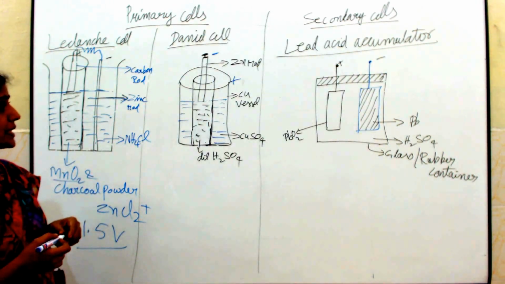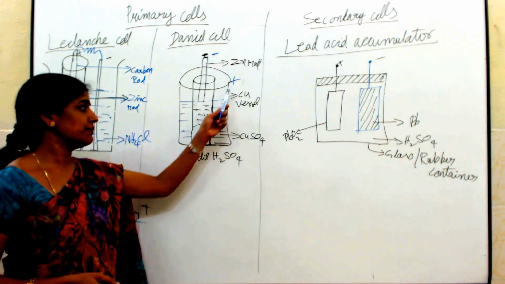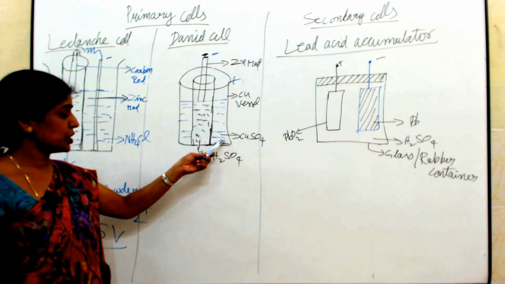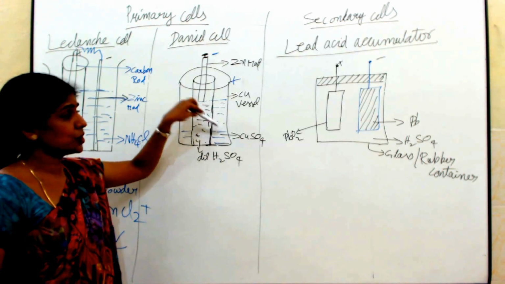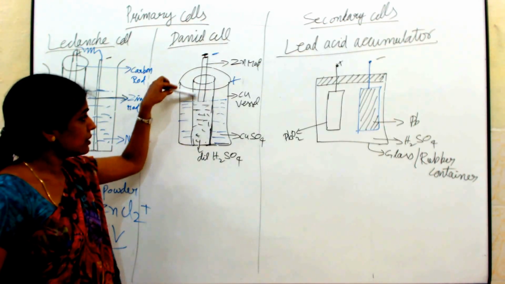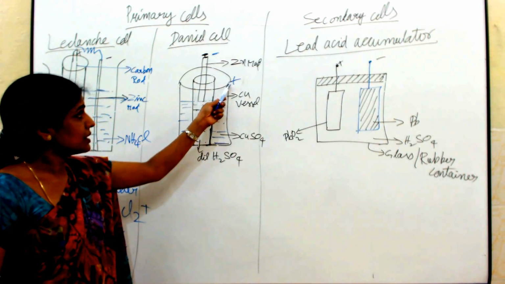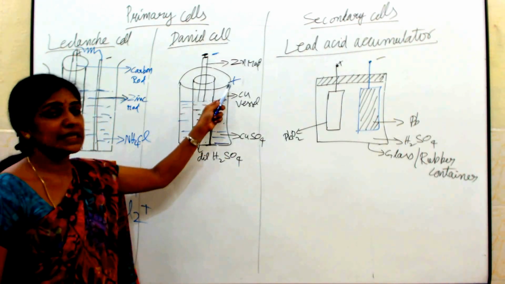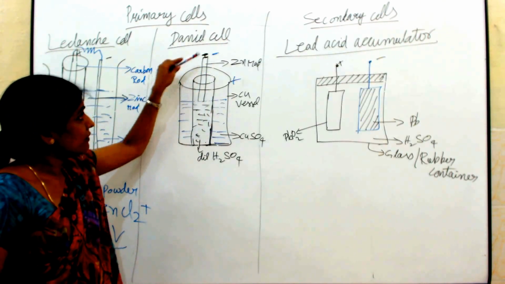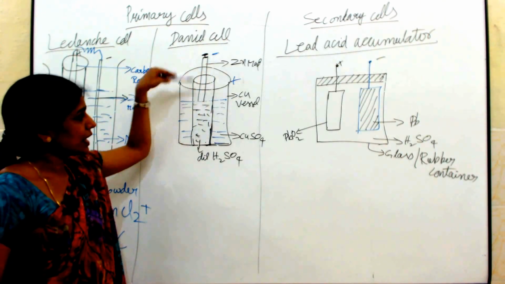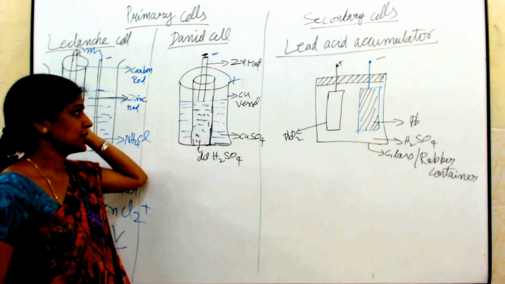Coming to this Daniell cell, it consists of a copper vessel in which we have copper sulfate solution. In this copper sulfate solution, we just have a porous part containing dilute sulfuric acid. This is your electrolyte, and here this copper vessel will act as the anode and this zinc rod will act as the cathode. Here again we will see what happens to the chemical reactions occurring here.